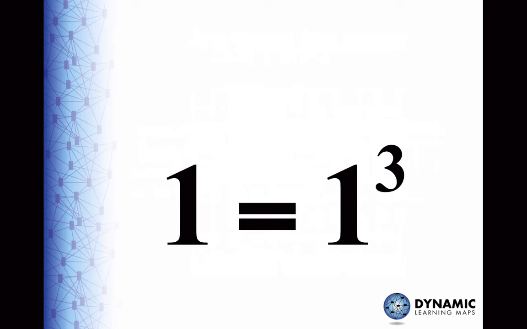Here is another example. 1 equals 1 cubed. In fact, 1 does equal 1 cubed in quantity. Think about what this would look like in a visual form. You would have one one-dimensional square and one three-dimensional box. They are equal in quantity, but they are not the same. They are two different things.